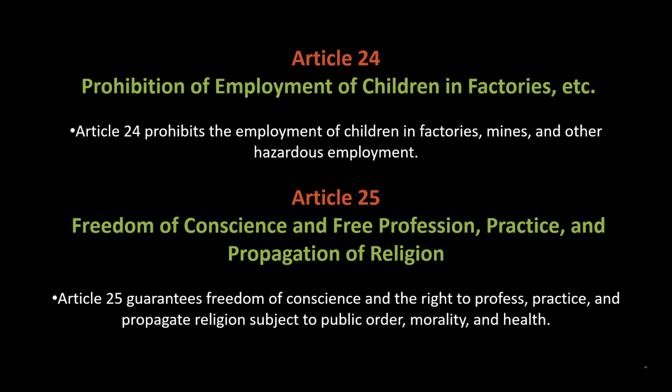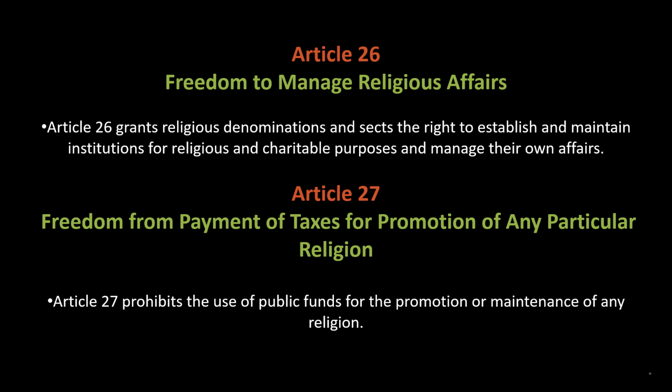Article 25. Freedom of conscience and free profession, practice, and propagation of religion. Article 25 guarantees freedom of conscience and the right to profess, practice, and propagate religion subject to public order, morality, and health. Article 26. Freedom to manage religious affairs. Article 26 grants religious denominations and sects the right to establish and maintain institutions for religious and charitable purposes and manage their own affairs.